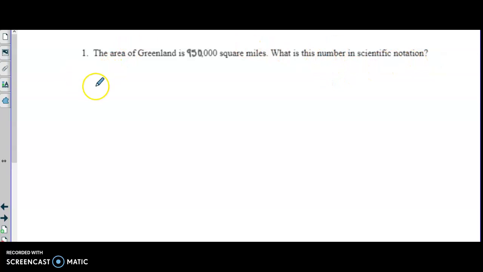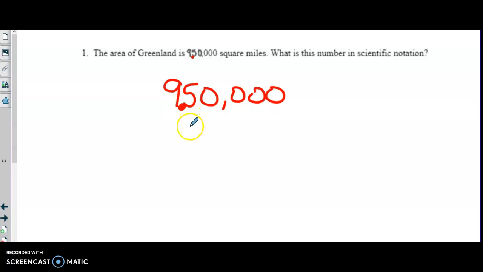So here's the deal. In scientific notation, you always want your decimal after the first number. So in this case, let me just write this bigger, I would want my decimal to end up right here. So I'm going to count how many times I have to move it to get it there. If you don't see a decimal in the original problem, it's always at the end. Anytime you don't see a decimal, it's hiding right there at the end.